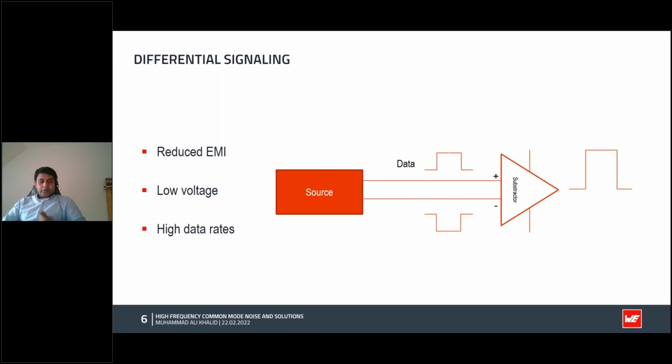So the next point is the low voltages. Differential signals also have the added benefit of being able to operate at lower voltages compared to single-ended signals. With lower voltages, we get the benefit of reduced power and reduced EMI emissions.